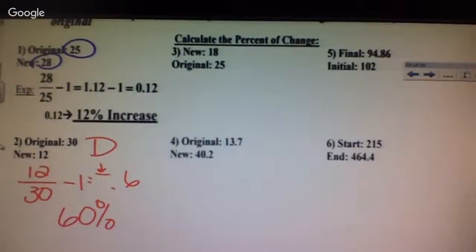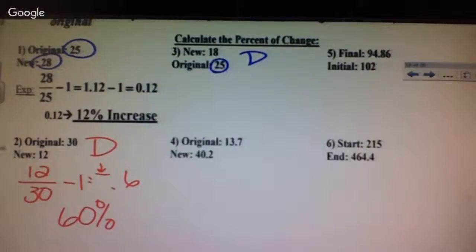Okay. Number 3, my new price was 18. My original price was 25. Is this an increase or a decrease? Increase. Careful. Oh, decrease. This is a decrease. What did they do? They flipped it. They put the new on top and the original on the bottom. Why? Because they can and because it will trick you. So this is actually a decrease.